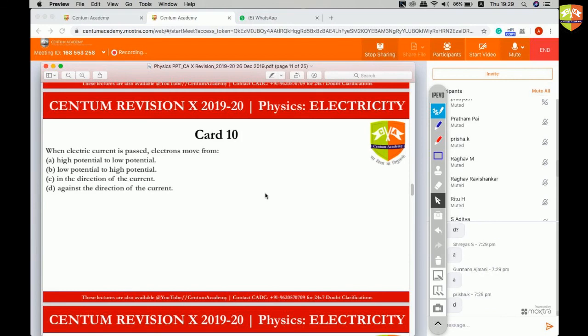Next. When electric current is passed, electrons move from... Now this is a tricky one. When electric current is passed, few said D, few A, one C as well, in the direction of the current. That is absolutely wrong.